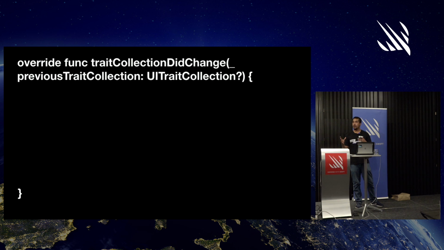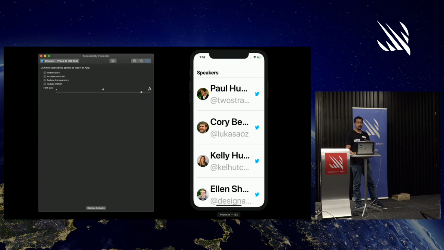Now, all your UI view subclasses have a property called trait collection, and what that's going to do is it's essentially going to hold some information about your environment, about the users, essentially their environment. And what we need to do is, since I'm using stack views in this particular case, I'm using stack views to hold all my content. I hope you guys are using stack views. It makes everything a lot easier.